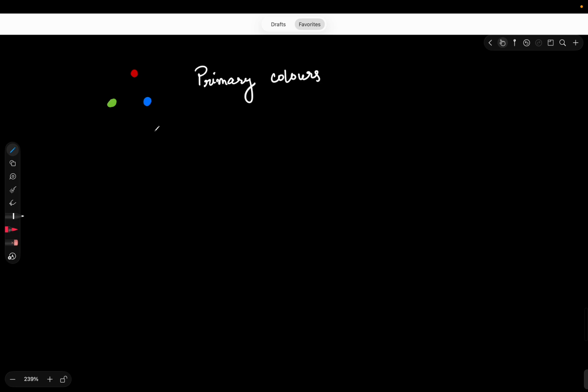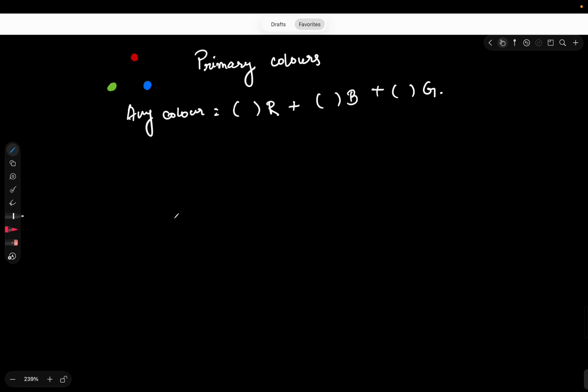So it's the RGB. Now suppose any color equals some amount of red plus some amount of blue plus some amount of green. And why we are doing this, I will come to that in a while.